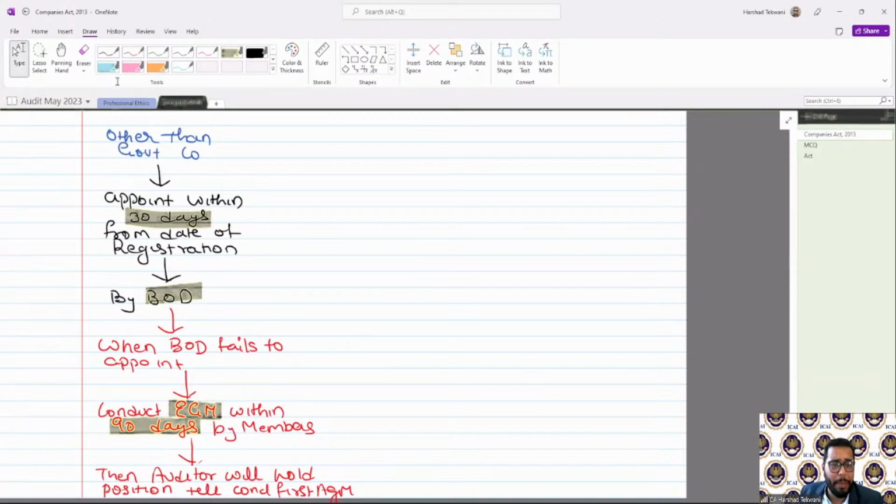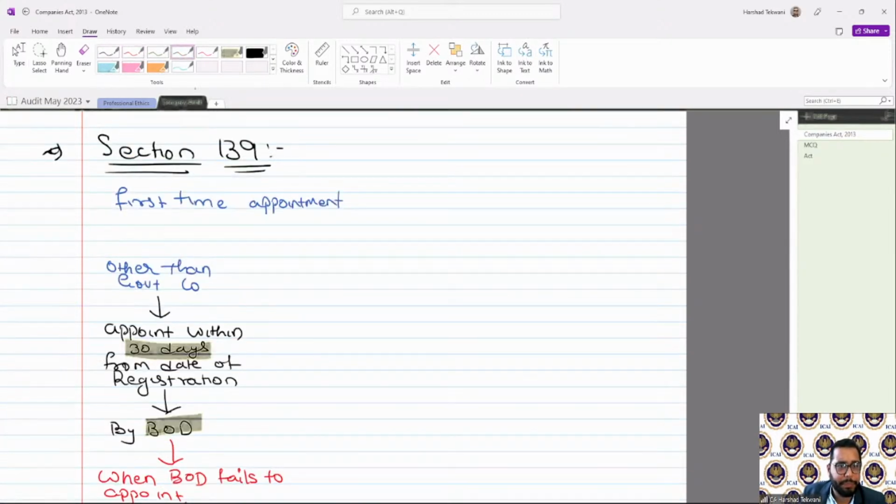That was for other than the government company. Now I'll come to the government company. In case of a government company, what is the provision? What is required to be done is a bit different than normal other than government company. In case of a government company, the auditor is required to be appointed by CNAG.